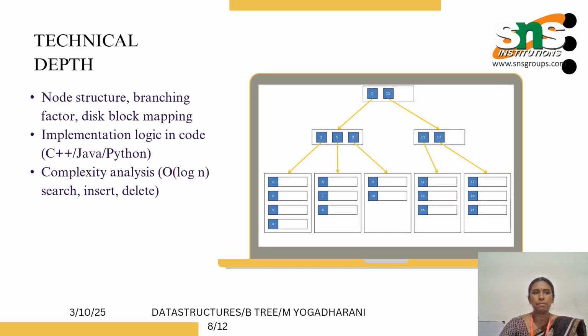And here, technical depth: we go deeper into the technical core. A B tree node maps beautifully to a disk block. The branching factor determines how many keys each node can hold. Implementation can be done in C++, Java or Python using an array or linked list. All operations like search, insert, delete run in big O of log n. So in every tree, the time complexity and space complexity are in the order of big O of log n. It maintains efficiency no matter how large the data grows.